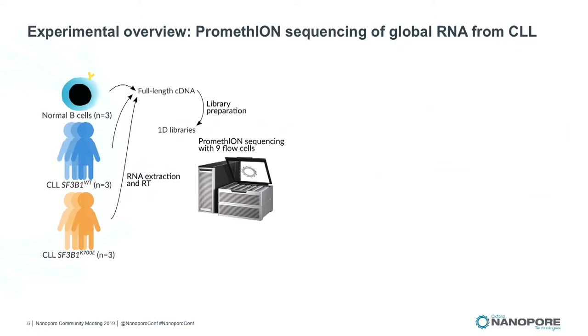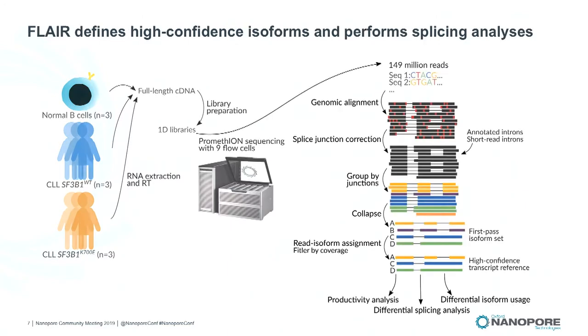So we sequenced normal B cells from 3 healthy donors, B cells being the normal lineage cellular complement to CLL, 3 CLL patients with wild-type SF3B1, and 3 with the K700E mutation in SF3B1. Again, we obtained the RNA from Kathy Wu's group. I did an RT, prepared 1D libraries, and we sequenced on the Promethion. From this, we obtained 149 million reads, which we ran through the FLAIR pipeline.